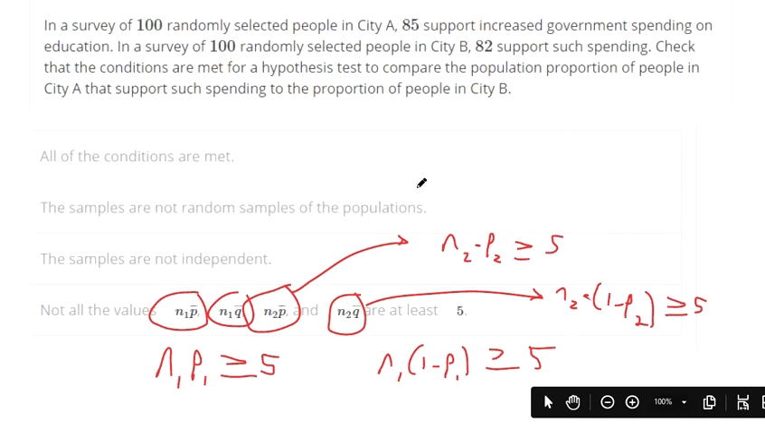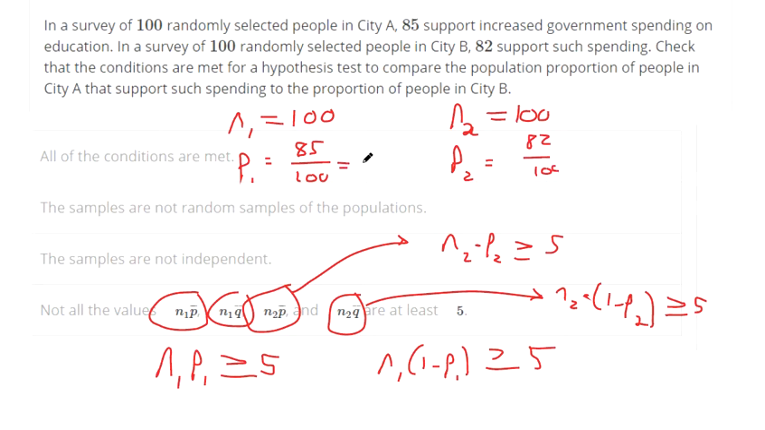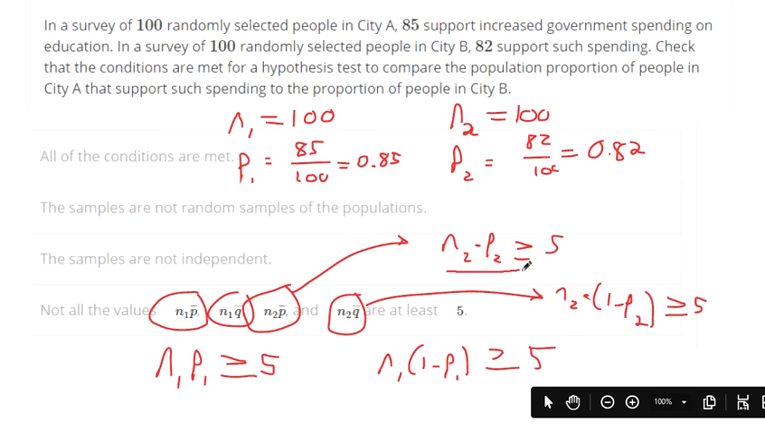So the way you can check these is find out your N1. Survey 100 randomly selected in city A. There were 100 people in the first sample. And then there were 100 people in city B's sample. So that's N2. And then the proportion of people that met the condition, 85 support increase in government spending. So this is 85 out of 100. And for P2, there is 82 out of 100. So convert that to a decimal if you want with a calculator. Now we can check each of these individual formulas.